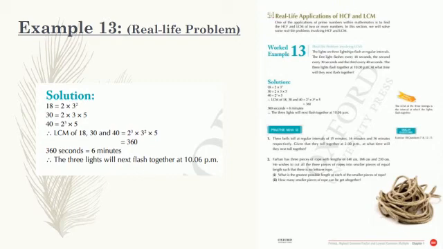So this is converted into 6 minutes. Students, as it is given in the question that the 3 lights flashed together at 10 p.m. last time, we will add 6 minutes to 10 p.m. to get the next time at which the 3 lights will flash together. So the final answer is 10:06 p.m.